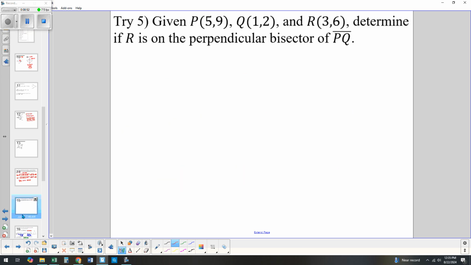So here's the very last try problem for you. If you wanted to try that out, the answer is posted online. And that is the end of section 6.1.